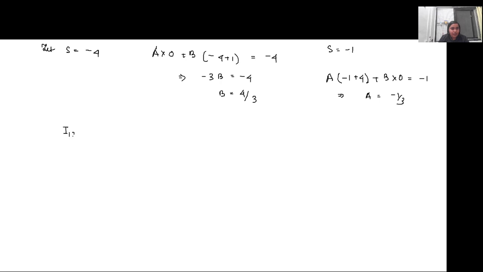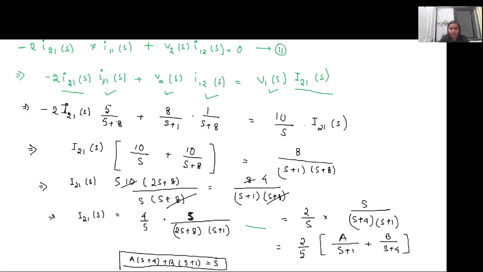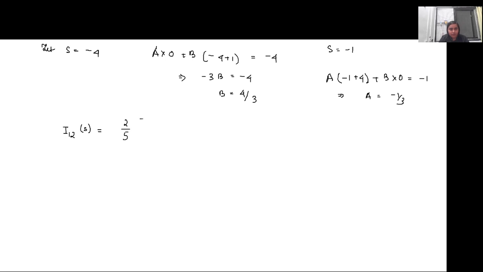So now we can write our I21 in terms of partial fractions. So it is 2 by 5, S plus 1 and S plus 4, where A here is minus 1 by 3 and B here is 4 by 3. So now, is this in the form where we can take the inverse Laplace transform? We can, right? You guys are following, right? Yes, ma'am. Yes. Okay.